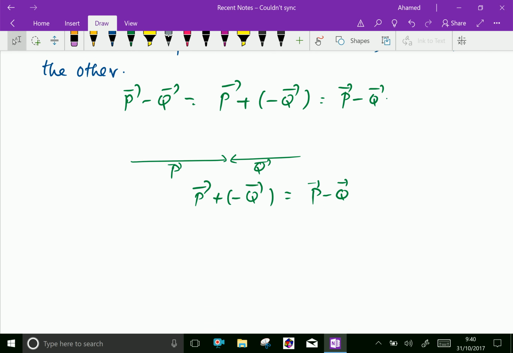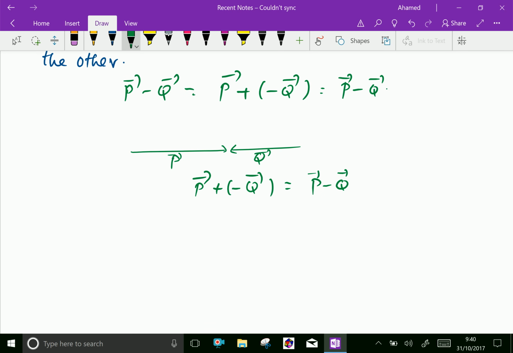If vectors are in different directions, suppose this is vector Q and this vector is minus P, then this vector equals vector Q minus vector P.